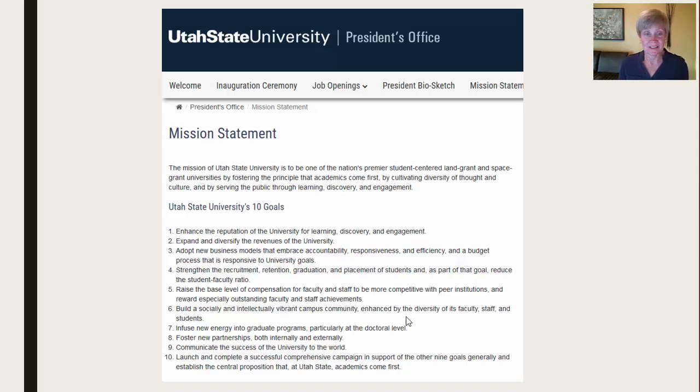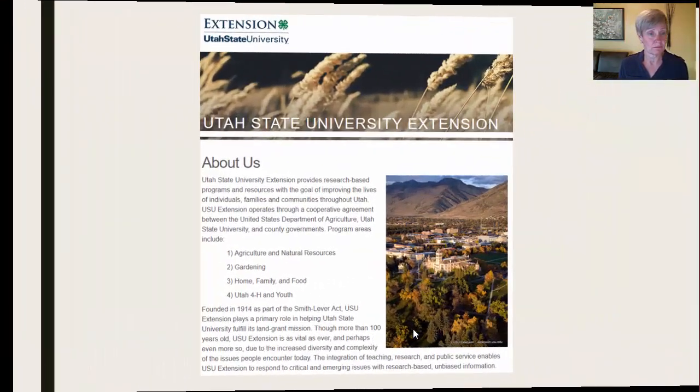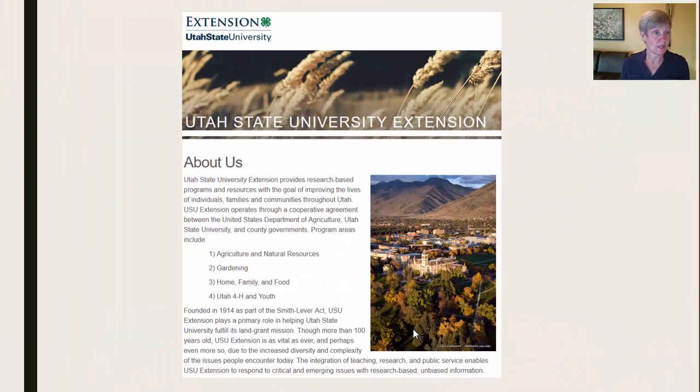Those are their goals, and your chapter also talks about mission, goals, and objectives, which is what we'll talk about through this overview. I then went to the extension pages because an individual asked me the other day, what is the mission of extension? And you can't find those exact words Googling the mission of Utah State University Extension, but Utah State University Extension provides research-based programs. Okay, that's taking this stuff from the university, the research that's conducted here, and resources with the goal of improving the lives of individuals, families, and communities throughout Utah.